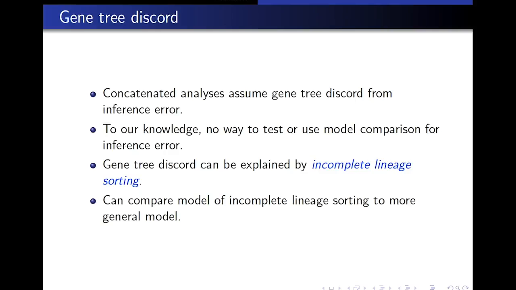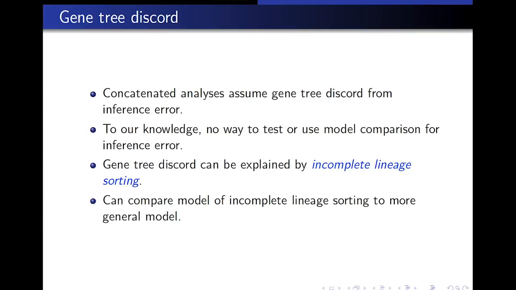Unfortunately, we never know the true gene tree topologies. Instead, we must use inferred gene tree topologies. These gene trees are likely to have some inference error. One way to model gene tree discord is to assume that all gene tree topologies are identical and any discord in inferred gene trees is due to inference error.